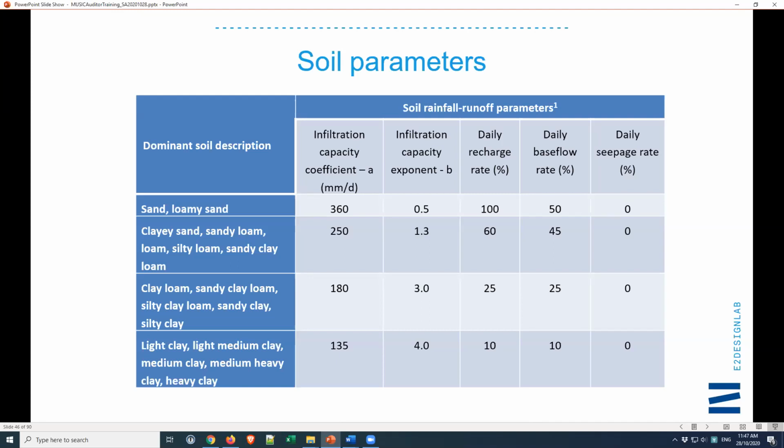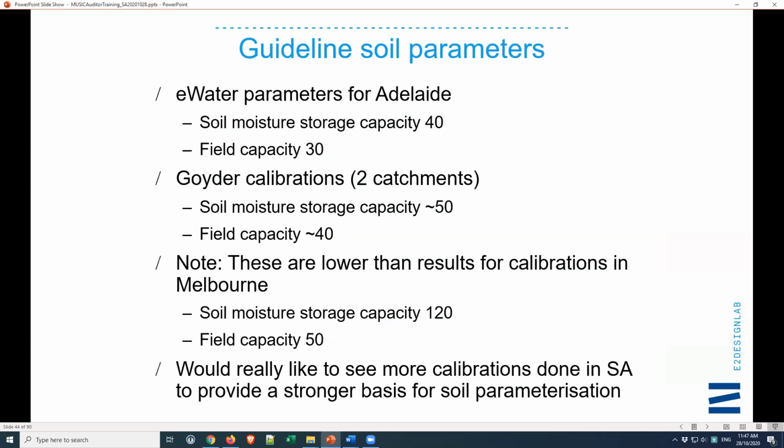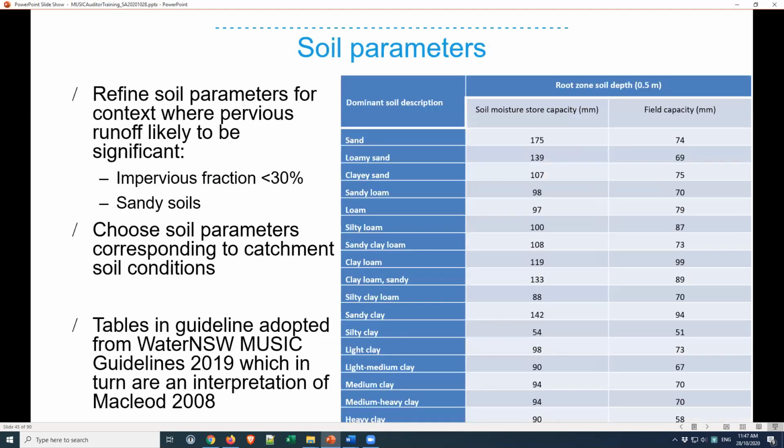So I would recommend using these where you're getting into those conditions where you've got sandy soils, where you've got mostly pervious catchments, and you can be reasonably confident that the basic e-water parameters are not going to be the best representation of those soils. In these kinds of conditions though, you really want to be thinking about getting some flow data and doing some calibration if you can.